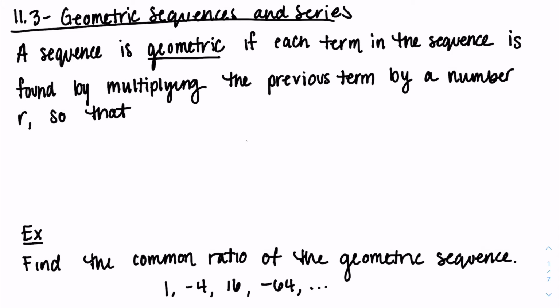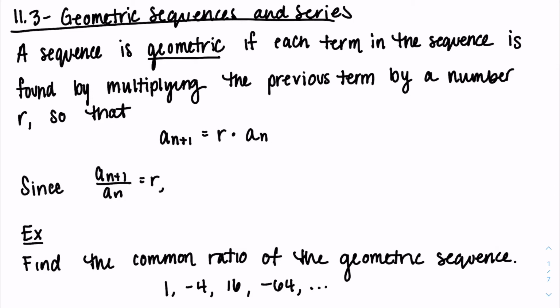The last special type of sequence and series we're going to go through is what's known as geometric. Like arithmetic, where we had a way to get from one term to the next by adding the same number, a geometric sequence is found by multiplying the previous term by a number. That number is going to be r. So the n plus 1 term is r times the previous term.